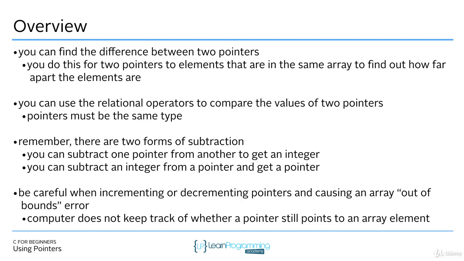Be careful when you use the incrementation or decrementation of pointers, because it can cause an array out of bounds. Most of the pointer arithmetic you do is when you're operating on arrays, because it allows you to move quickly with simple syntax. But remember that arrays have an out of bounds error. If you increment too far, you're going to go out of bounds in the array. If you decrement too far, you're going to have an under bounds, where you go into a negative number. The computer itself is not going to keep track of whether a pointer still points to an array element. So using pointer arithmetic on arrays, you've got to be careful.